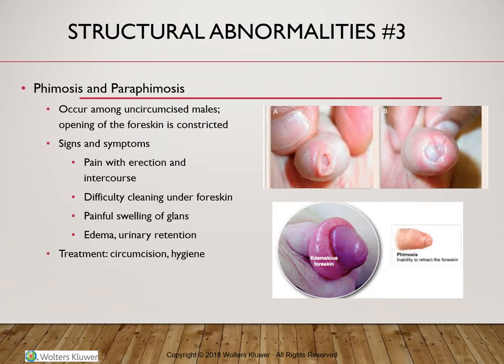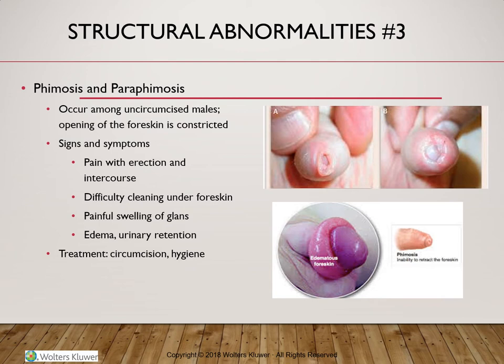The next conditions we call are conditions that affect the tip of the penis. And we have two situations. One is called phimosis and one is called paraphimosis. Those conditions are very common in uncircumcised male patients when the opening of the foreskin may become constricted. And there are two situations in which it becomes constricted.